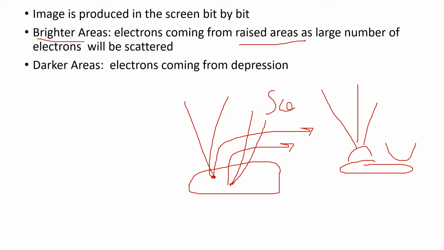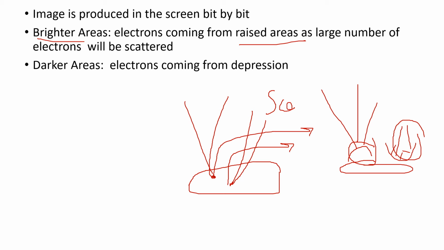But what about the depressions? Those secondary electrons will not be able to escape those depressions, and so only fewer electrons will be coming out of the depressions. So these depressions will appear darker in the image and these raised areas will appear brighter in the image. I hope that's clear.